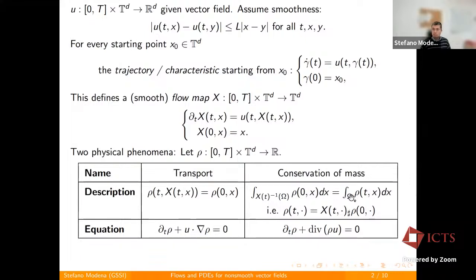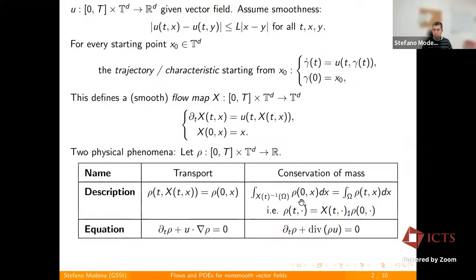Now, conservation of mass means that if I trace back the subdomain omega to the time 0, so I look at all particles which at time t are in omega, I look back at the place where they were at time 0. So I look at the pre-image through the flow map at time t of the set omega, and I integrate the density at time 0 with respect to x over this domain, I should get the same number. So this is conservation of mass. Now you see that this map capital X for any fixed time is a function from space to space. So I can take the pre-image, which is this set, and then I can do this integral.